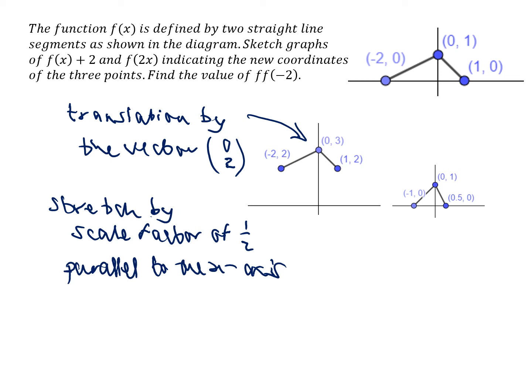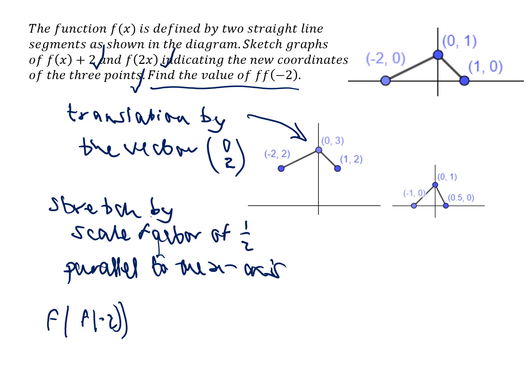So we might think we finished, but let's go and read the question again. Sketch the graphs of f of x plus 2, we've done, and f of 2x, we've done, indicating the new coordinates of the 3 points, which we've done. We've still got something more to do. Find the value of f of f of minus 2. Well, what does that mean? That means f of f of minus 2.